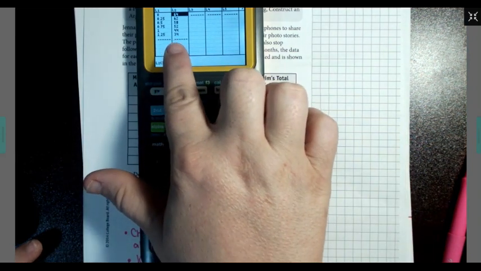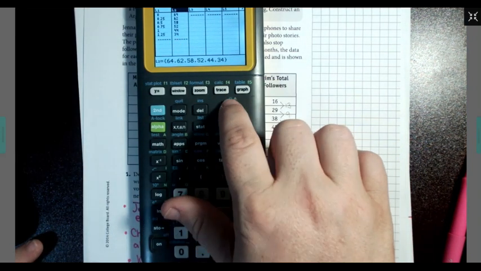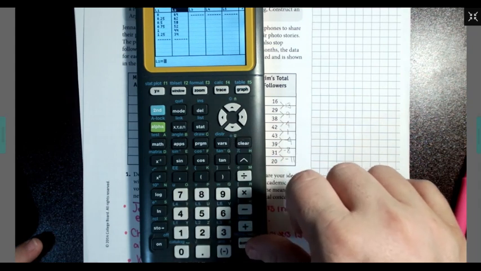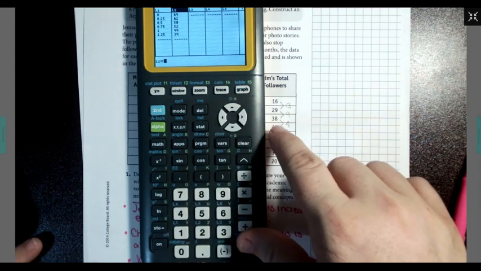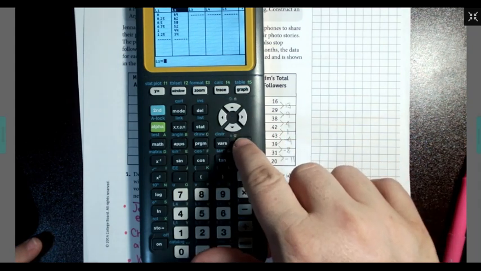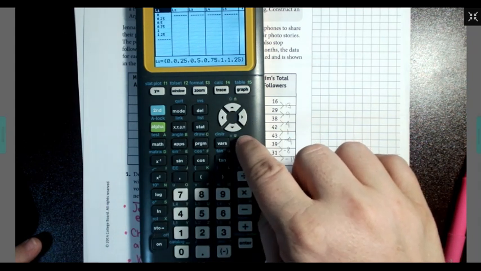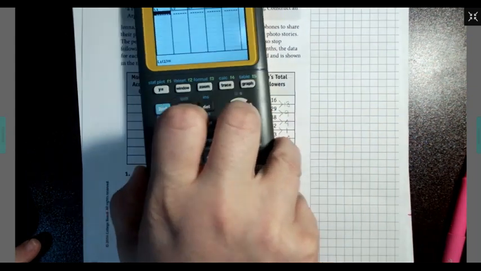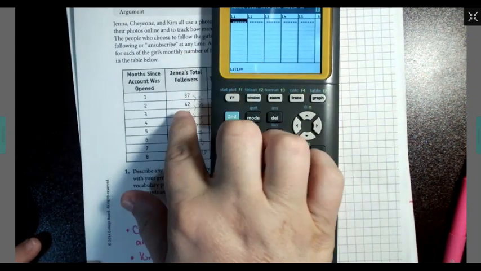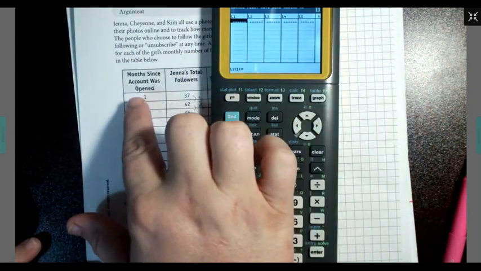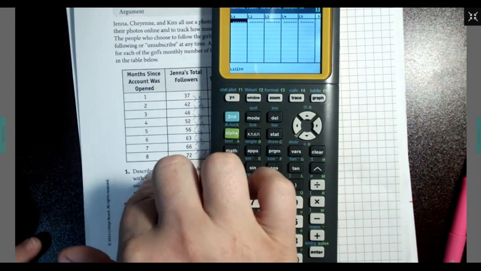Notice I have numbers in my data. I'm going to go up there and clear my data out. So I go up to where it says L2 and press Clear, Enter. I'm going to do the same thing to L1. Clear, Enter. In my L1 column, I'm going to type in the months since the accounts were open.